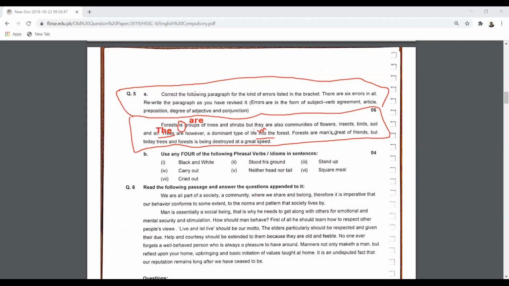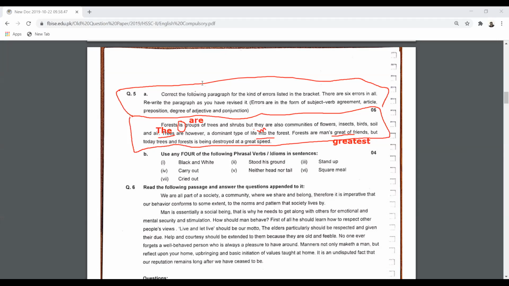Forest are man's greater friends, not greatest. So you can write greatest if you want over here, greatest. Okay, greatest friends. You can write over here, dear students, the greatest friends of man. So here I'm going to write greatest friends. But today trees and forest are being destroyed.